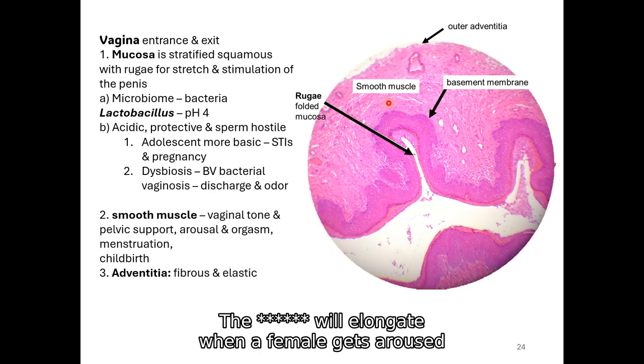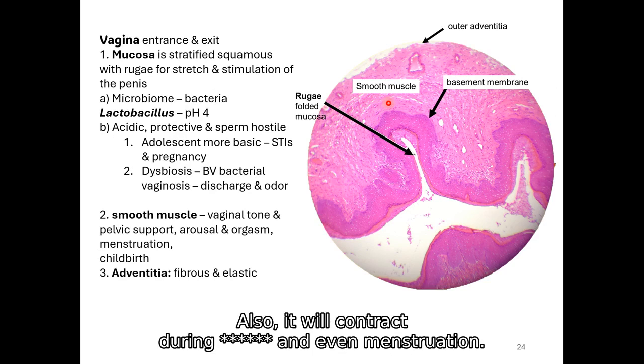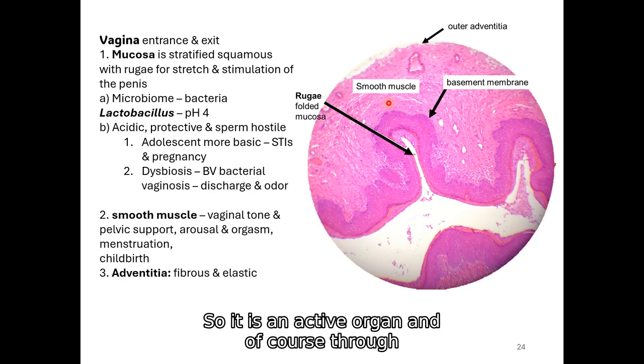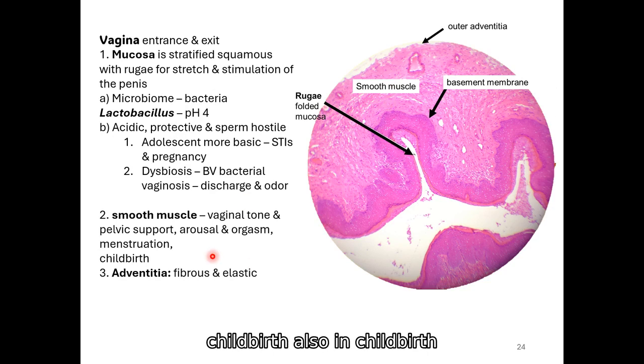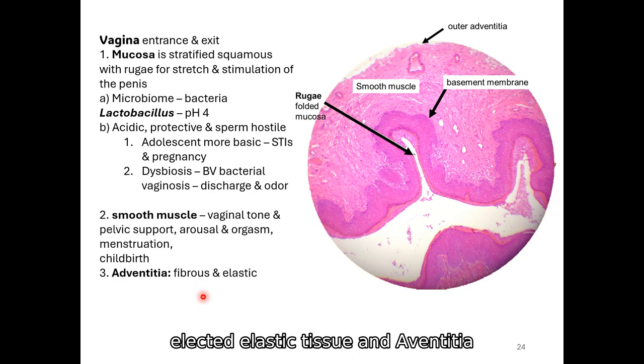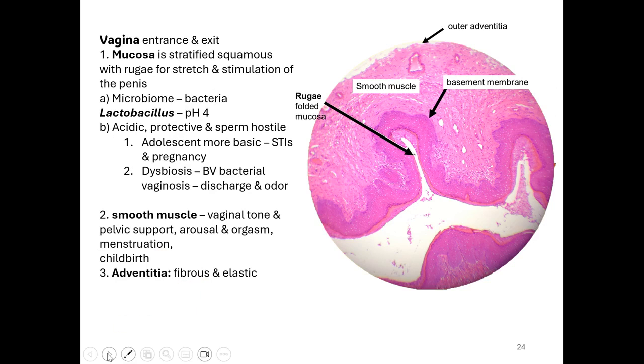The vagina will elongate when a female gets aroused. Also, it will contract during orgasm. And even in menstruation, it will also contract to help move menstrual flow out. So it is an active organ. And of course, through childbirth, it will be an active layer. It has an outer, like I said, fibrous elastic tissue, an adventitia.